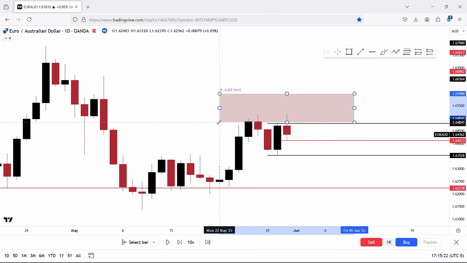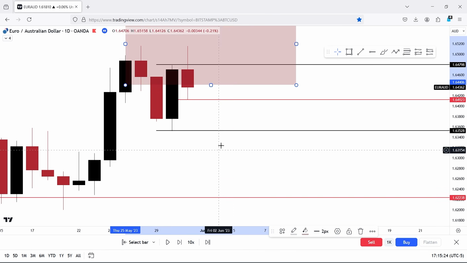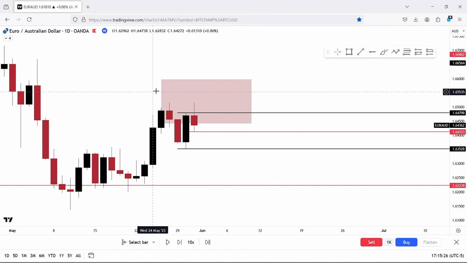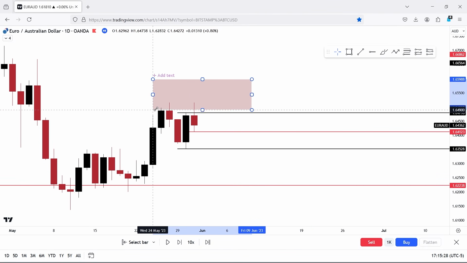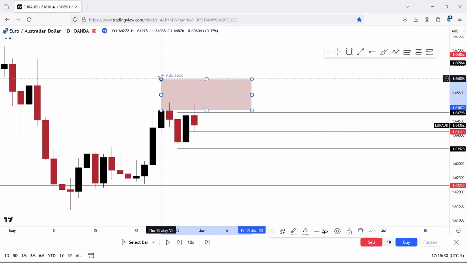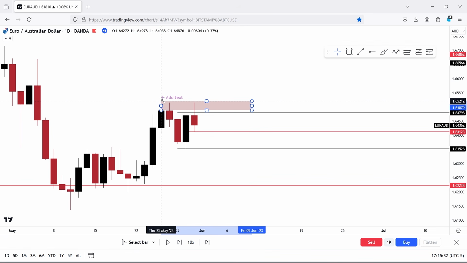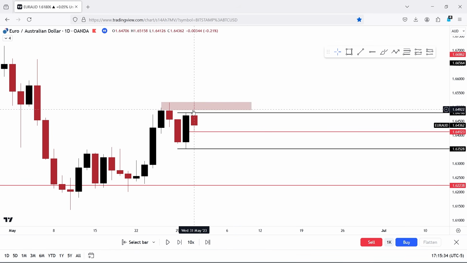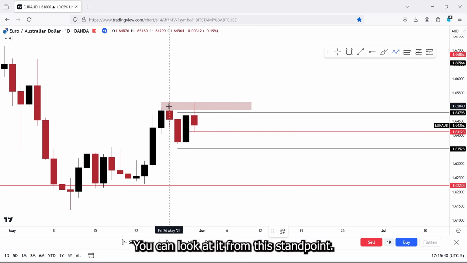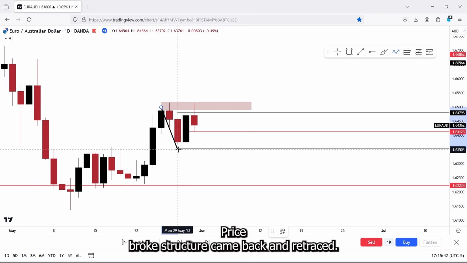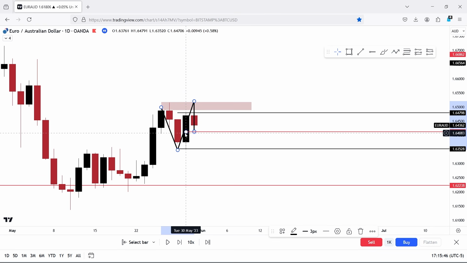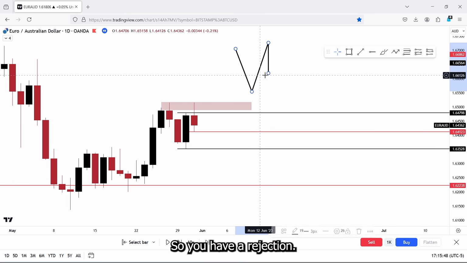Now, if you want to add even more context, and this one is actually more important, look at this right here. Price is rejecting from this swing here. And again, you're wondering what's the context behind this specific swing? You can look at it from this standpoint. Price broke structure, came back, and retraced. So you have a rejection.